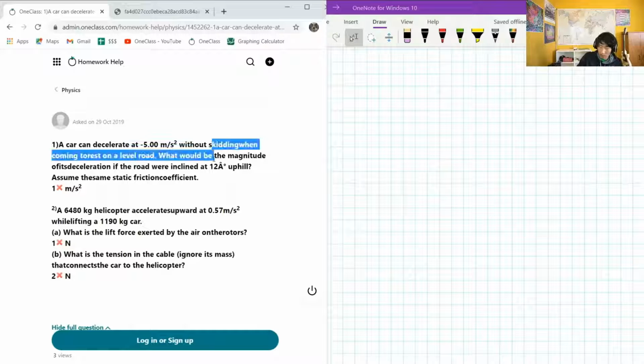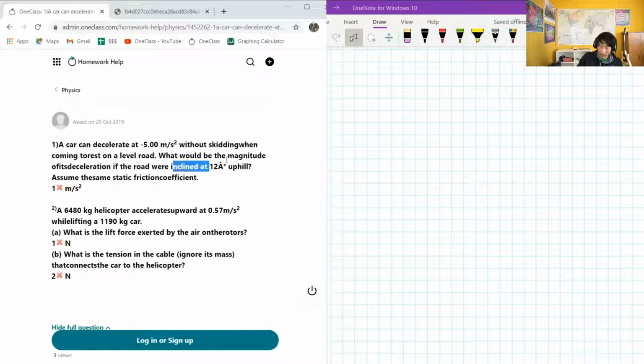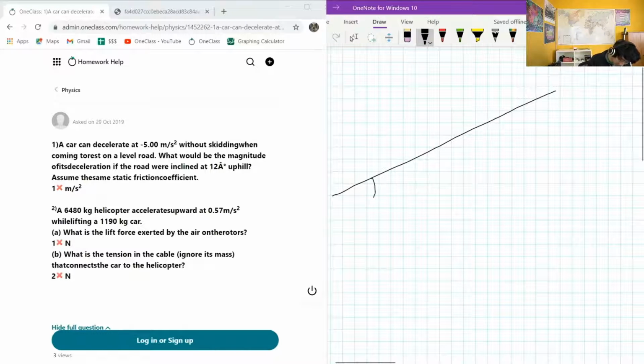Now it's asking us what would be the magnitude of its deceleration if the road were inclined at 12 degrees uphill. Assume that the static friction coefficient is the same, which is pretty important. Okay, so essentially what we have here is a situation like this. This is definitely not to scale because this angle is much larger than 12 degrees, but it's just to make the point clear. So this is 12 degrees, and we have our car like this.